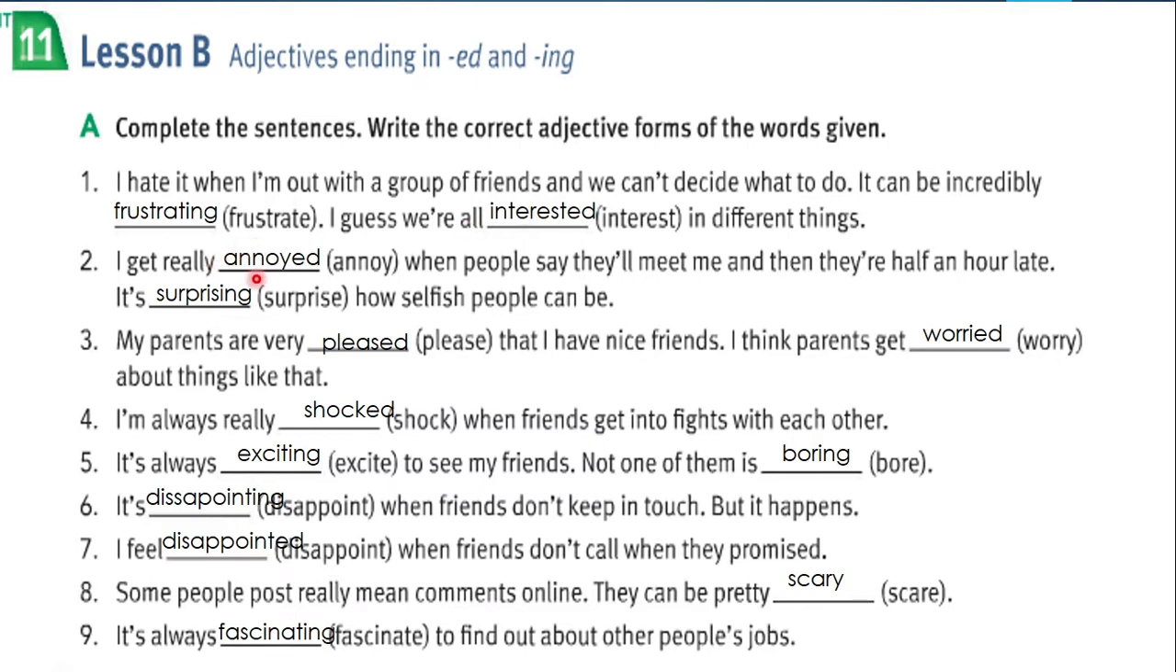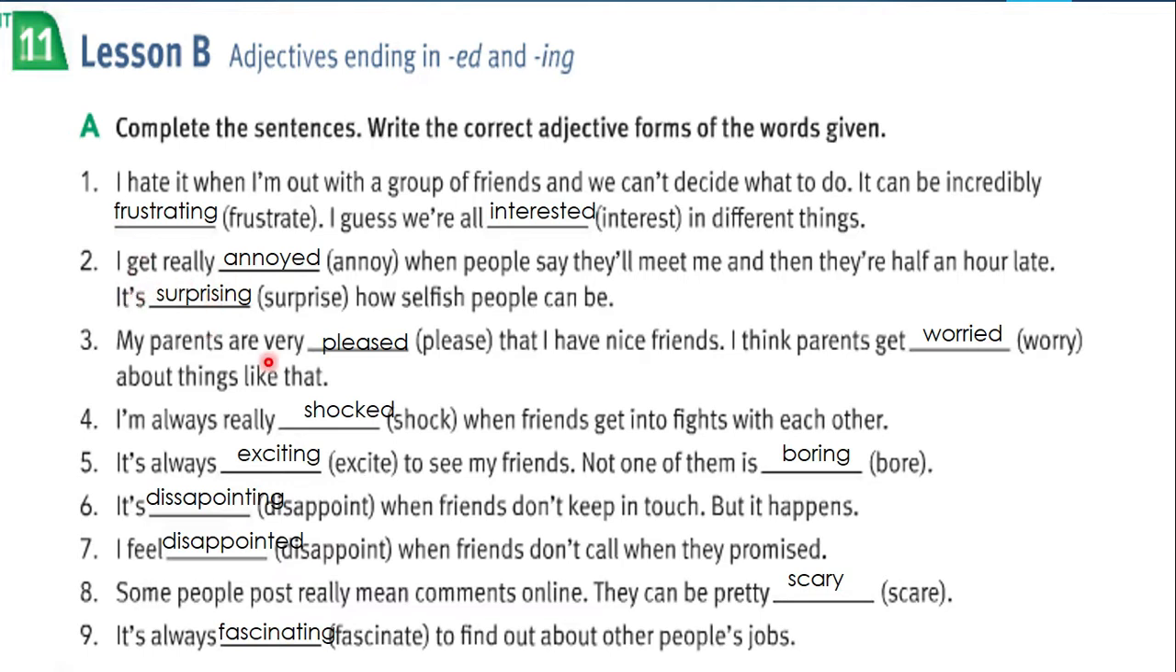I get really annoyed when people say that they will meet me, okay, and they're half an hour late. I get annoyed. We're using the verb get. Remember, I get annoyed. So this is how I feel when people say they will meet me. Así es como me siento cuando la gente llega tarde. It is surprising how selfish people can be. So the situation is surprising.